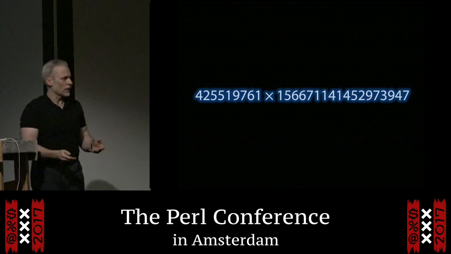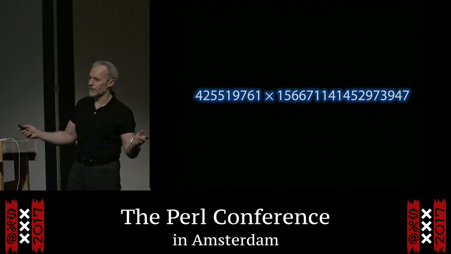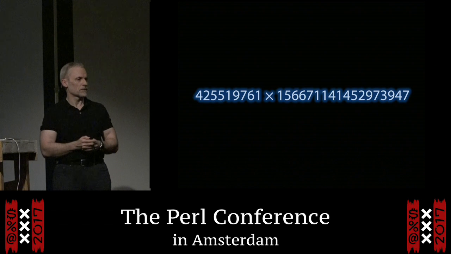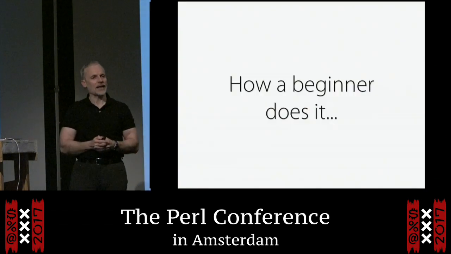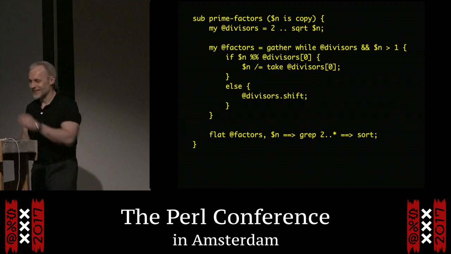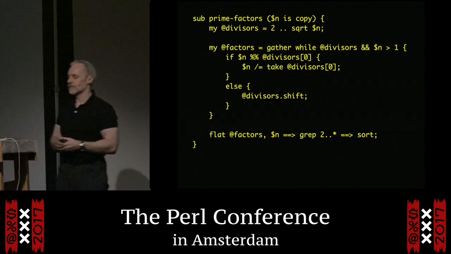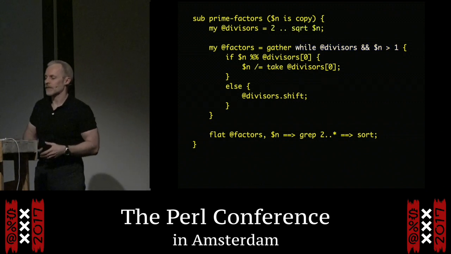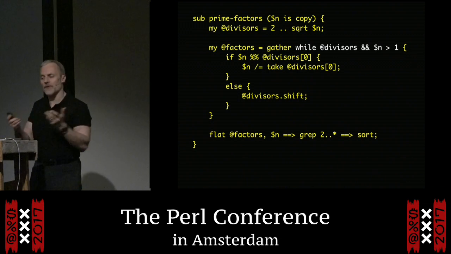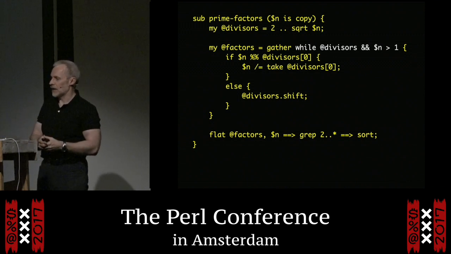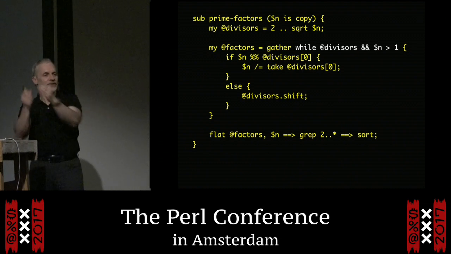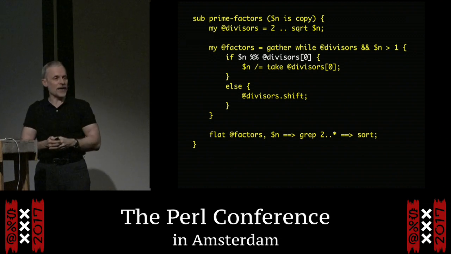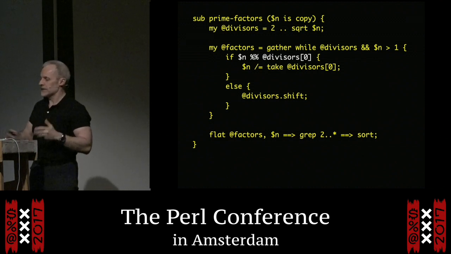So what we're looking for is, given a very, very big number, how do I find the prime factors of it? Well, how does a beginner do that? Badly. The beginner's algorithm looks like this. You make a list of all the numbers up to the square root of n, and then while you still have possible divisors that you haven't checked, and while the n that you're dividing down hasn't reached 1, then you see whether n is divisible by the first remaining divisor.